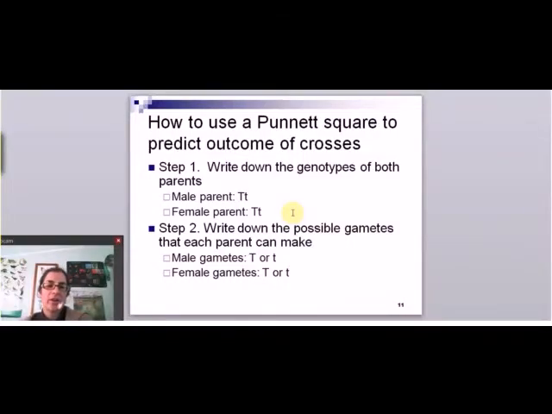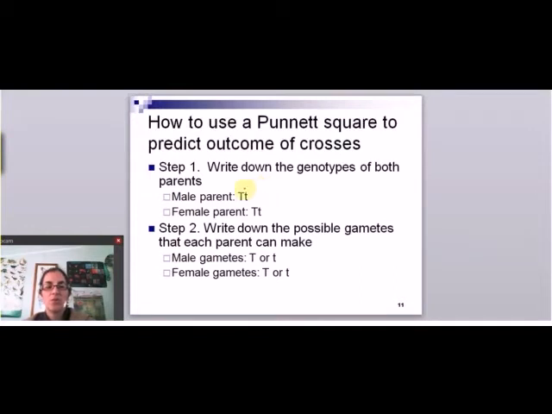Punnett squares are a tool that's used to predict what's going to happen in a Mendelian cross, like we're going to be doing a lot in this chapter. So I'm going to walk you through how to do one, and then we'll walk through another example, and then we'll talk about a test cross. So we'll get some practice using these Punnett squares.